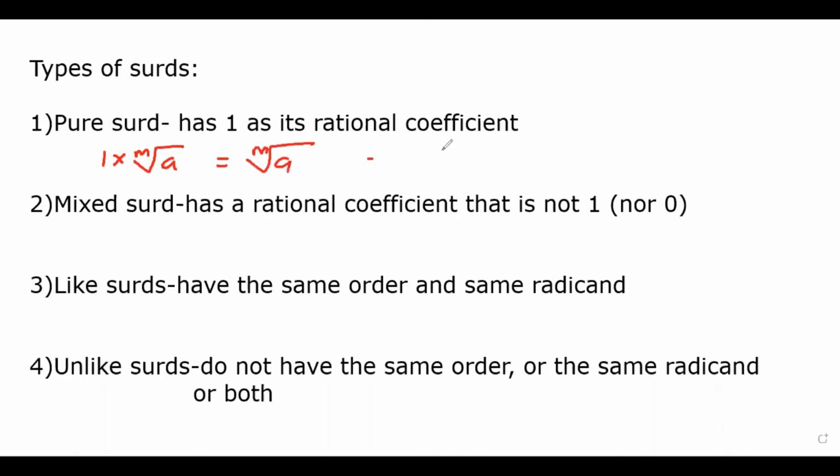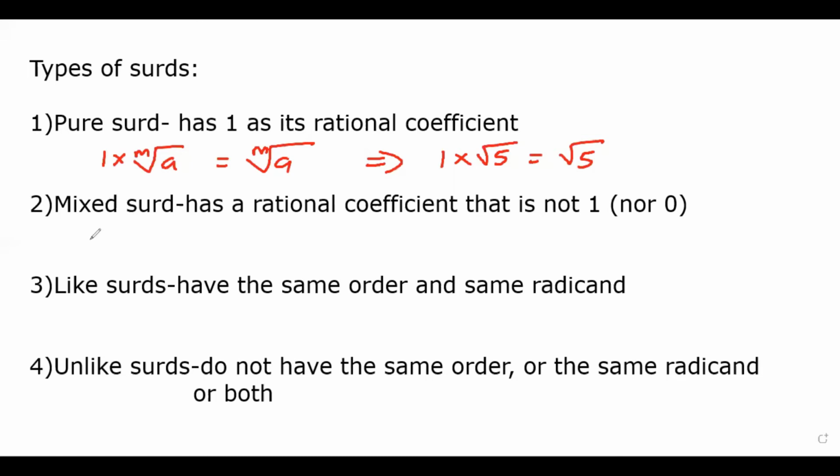So let's try an example with a number. Let's say we have 1 times root 5. We know that that would be root 5. Next one is a mixed surd. It has a rational coefficient that is not 1, nor is it 0. It cannot be 0 because 0 times anything would be 0, so that wouldn't factor in at all.